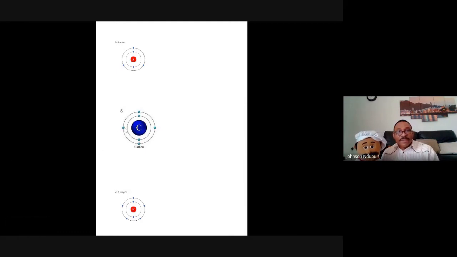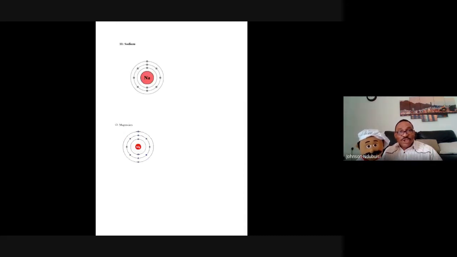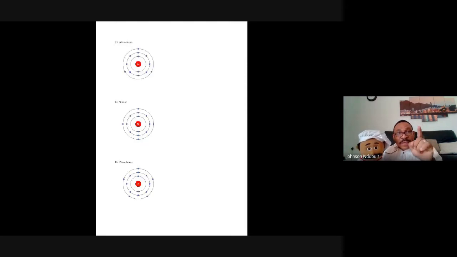We've got carbon at number six, and we've got nitrogen at number seven. We've got oxygen at number eight, fluorine at number nine. Can you see that? Neon. Excellent. Neon is number 10. Excellent. Well done. So we've got number 11, sodium. Number 12, magnesium. Just keep your eyes there, all right? Not on me, on the screen. Very good, boy. And we've got aluminium, number 13.